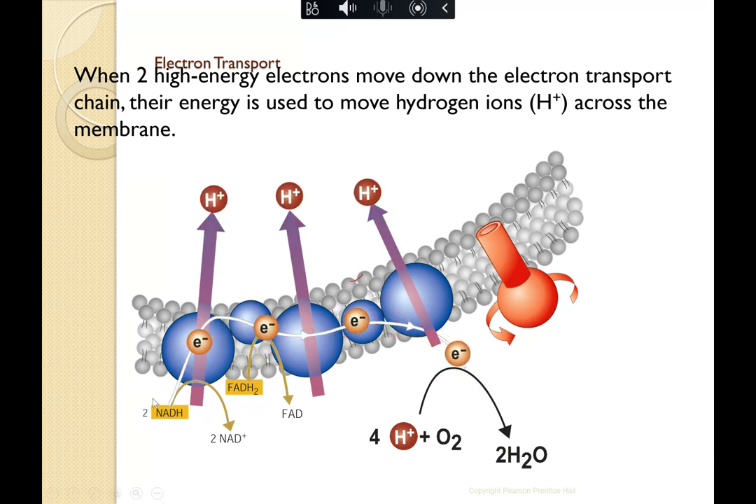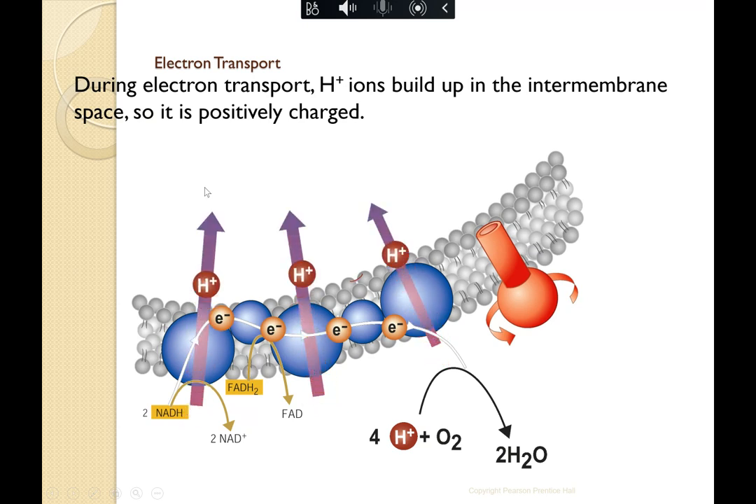Now, if you notice, the H in NADH and the H2 in FADH2 were attached to these electrons. So as these electrons get pulled off and sucked through the electron transport chain, the hydrogen ions they were attached to get pulled across the membrane. That is really important because as those hydrogen ions build up, they're going to create a gradient.